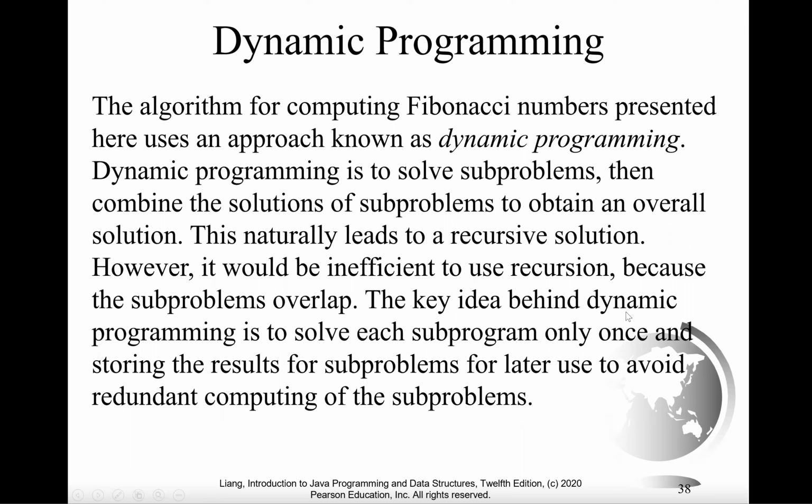The key idea behind dynamic programming is to solve each subproblem only once and store the results of subproblems for later use to avoid redundant computing. So we have the previous two numbers stored all the time, update them, and get a new number. When you compute the Fibonacci number at a new location, you don't have to go back to recompute everything. The previous two numbers are already in place. And that's the key for dynamic programming to design an efficient algorithm.